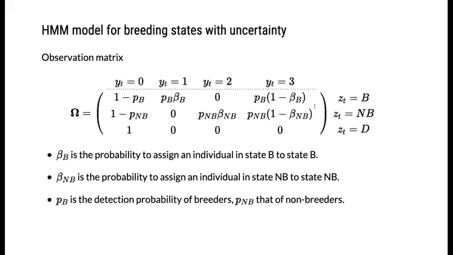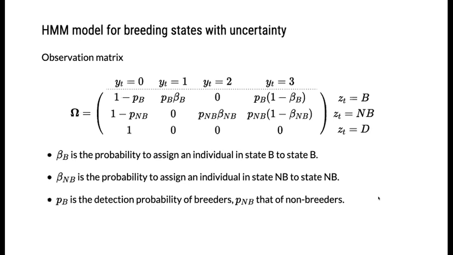For example, the probability of being detected and assigned to the state B, that's this column here. If you are in state breeder, it's going to be the probability of being detected and assigned to this state breeder. That's how it's written. It's the result of two processes, the detection and the assignment. This is where the novelty occurs: we need to define both the detection and the assignment. So first you are detected, and then you are assigned.